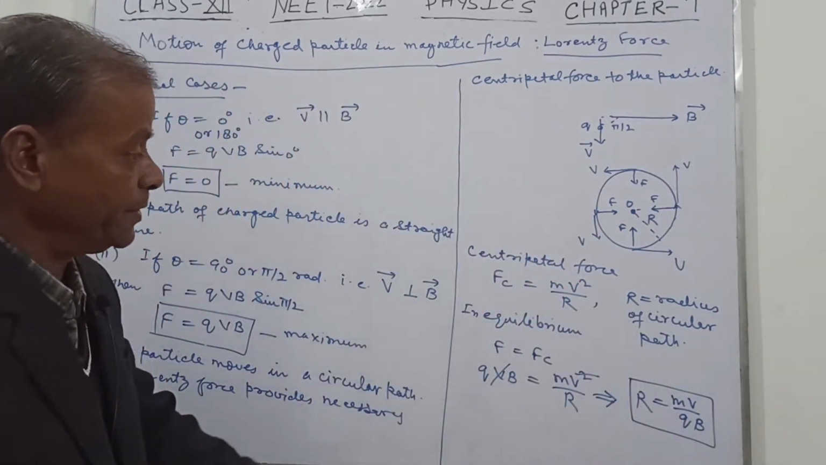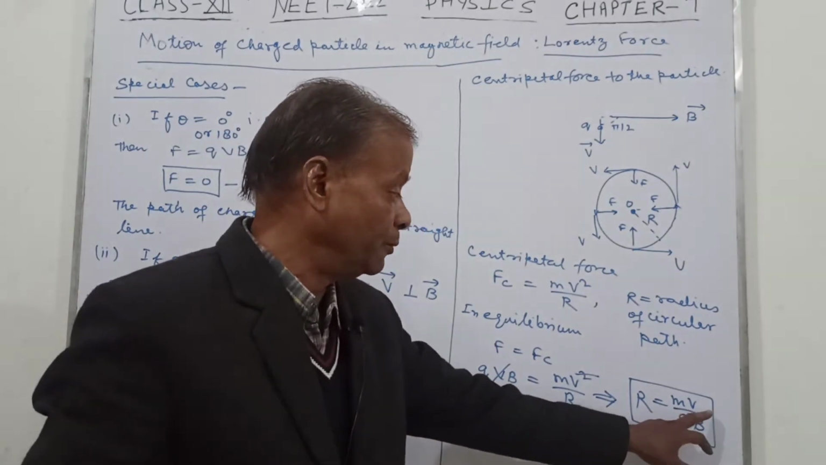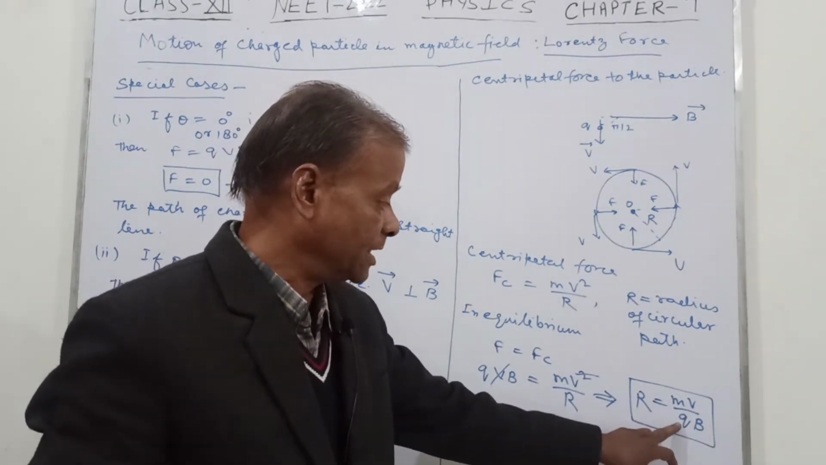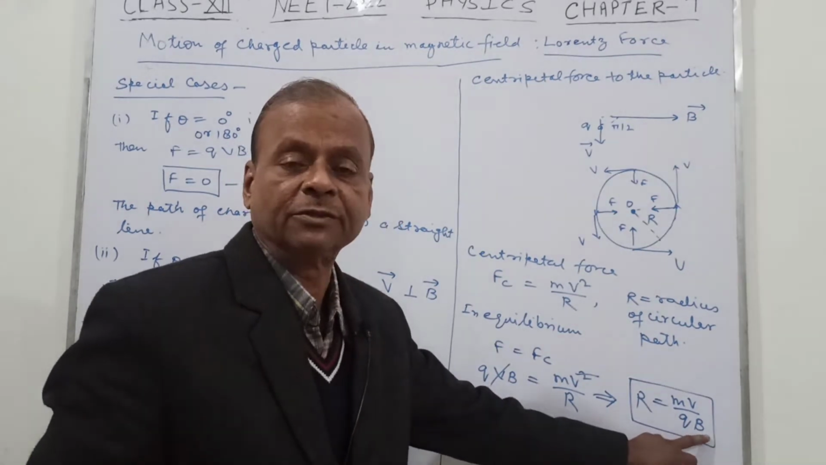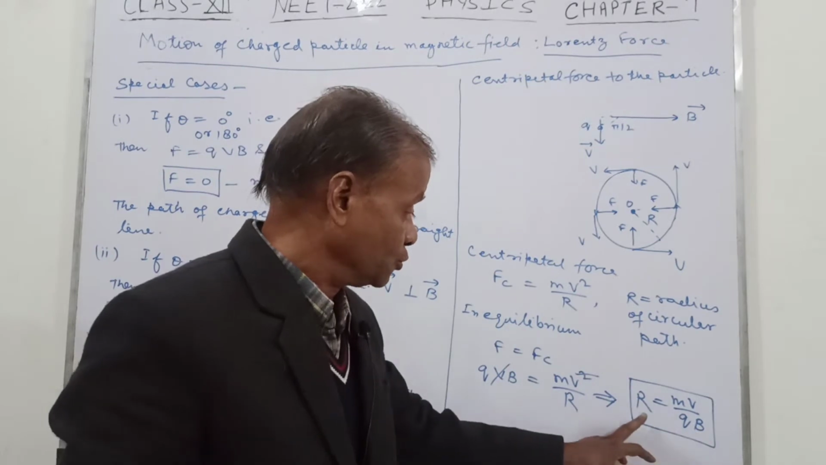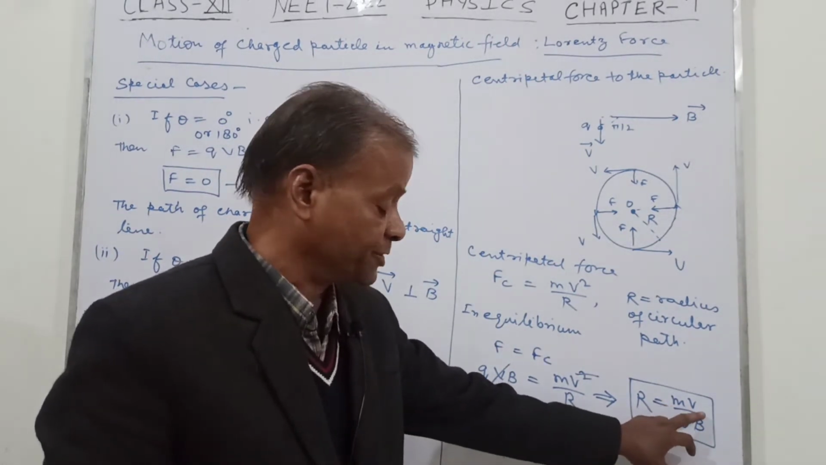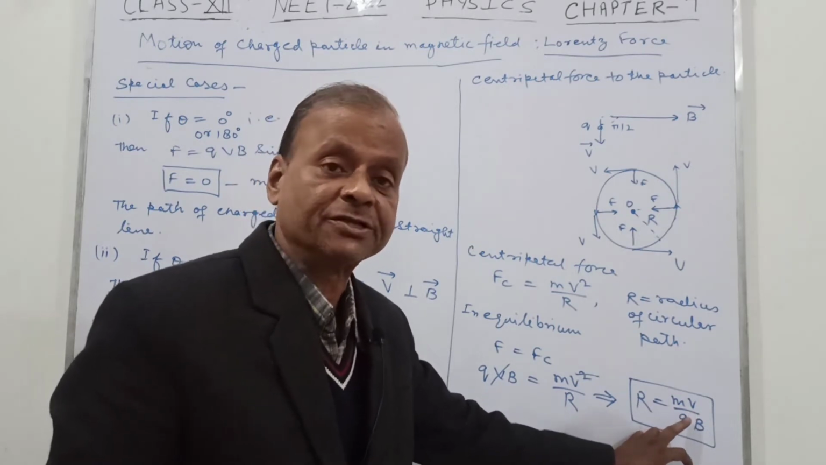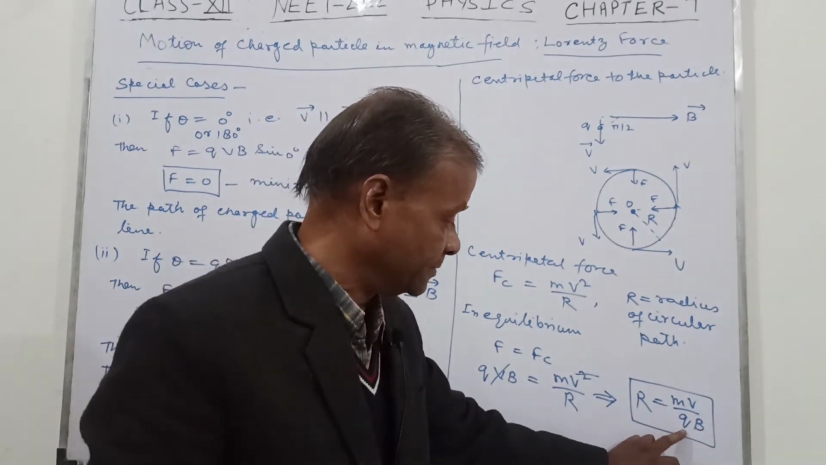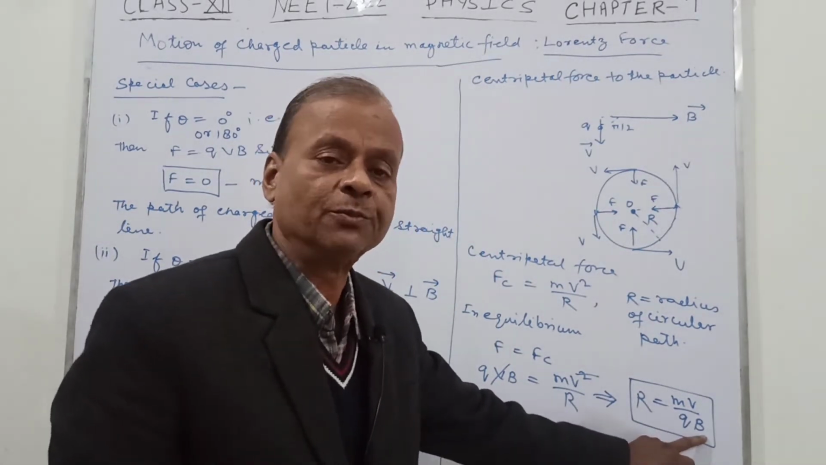So you see from here that this radius depends upon the linear momentum of the particle, the charge of the particle, and the magnitude of this magnetic field B. So for large value of this R, this mv must be maximum, the linear momentum must be maximum, charge must be small, and magnetic field must be small.